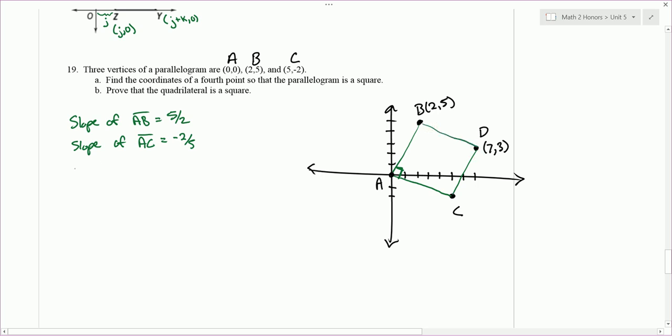So let's show that this is a parallelogram now. So the slope of BD, using the slope formula, y value minus y value, so 2 minus 7 over 5 minus 3, is going to give us negative 5.